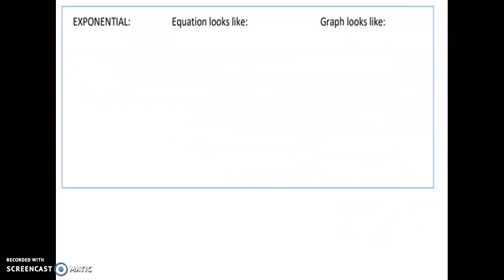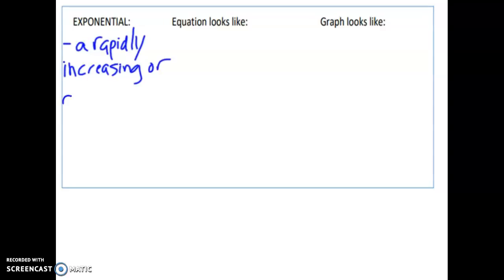Moving on to the next one, which is exponential. All right, there are unfortunately no tricks to the name of this one, but it is simply a rapidly increasing or decreasing graph. Okay, and we'll take a look at what that looks like in a second. But first, let's get to the equation.